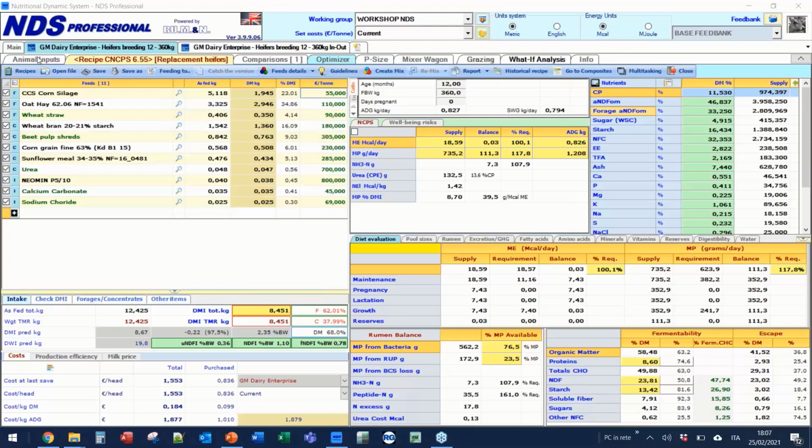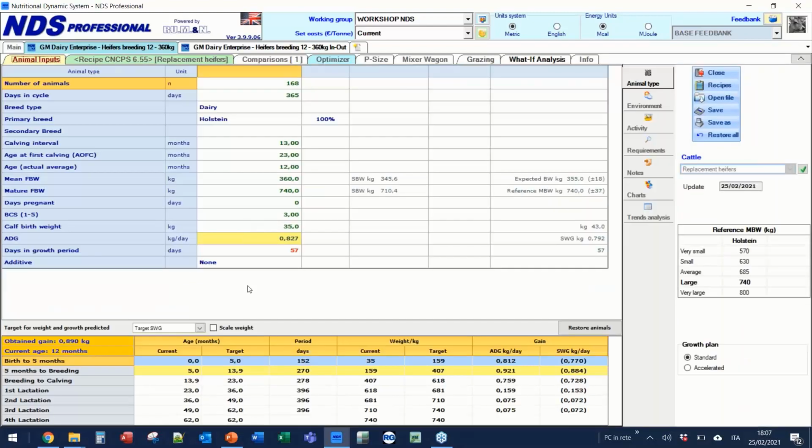So I am going to spend the next few minutes to describe how to handle properly the animal inputs and how you can input the correct value in order to have correct answers.